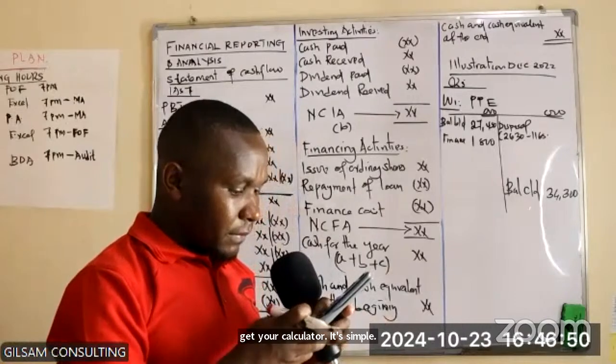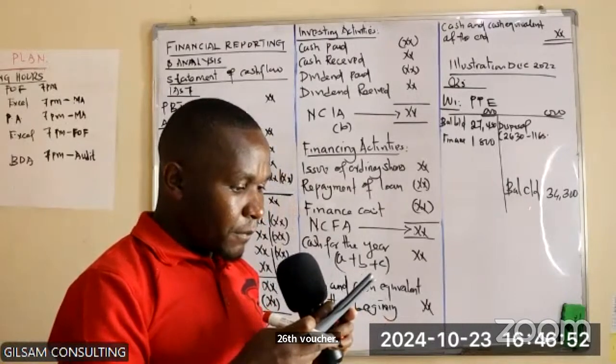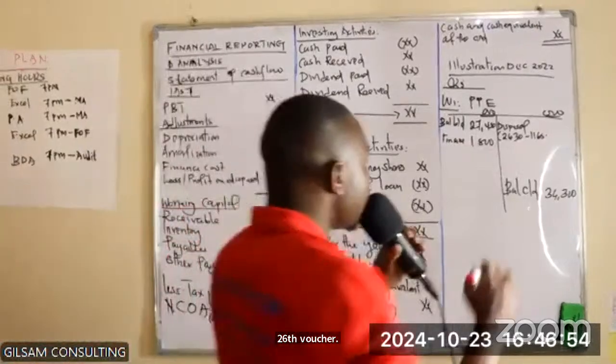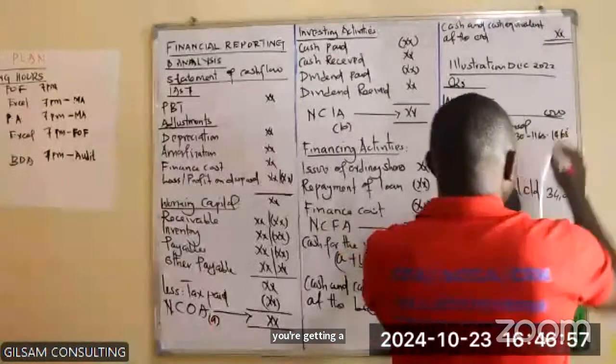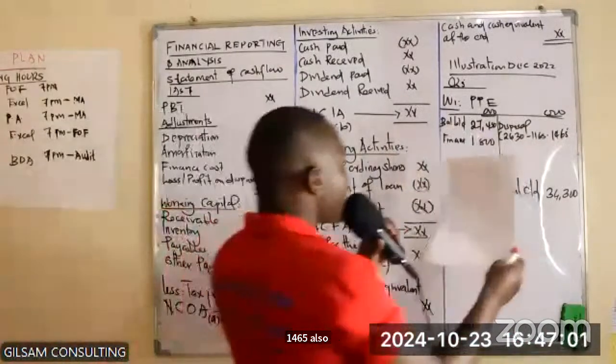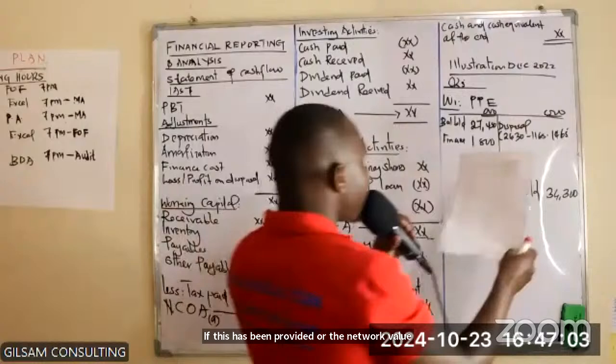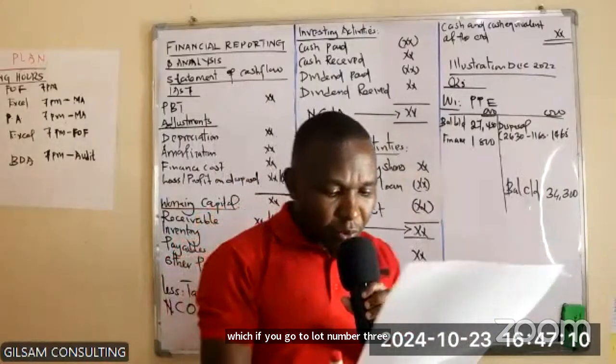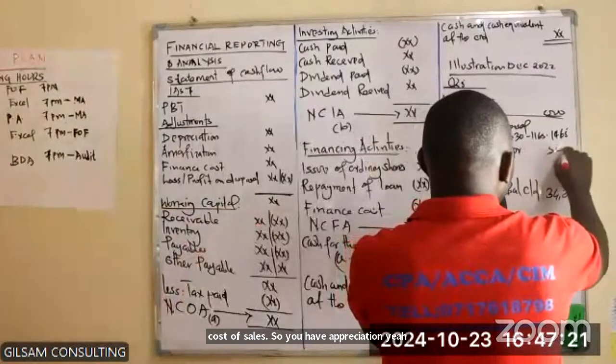26.30, 11.65. You're getting 14.65. Also, if this has been provided on the net book value, we also need to capture the depreciation there, which if you go to note number 3, depreciation charge on property, plant, and equipment during the year was 54,90,000 and was included in the cost of sales. So you'll have depreciation here of 5490.